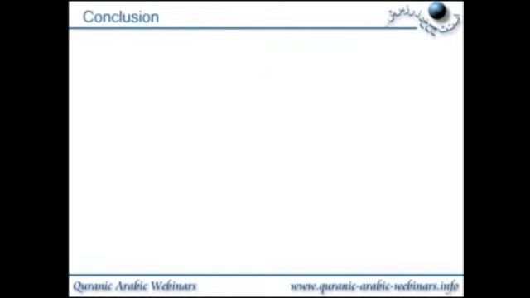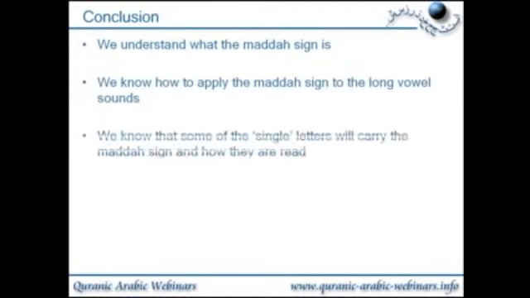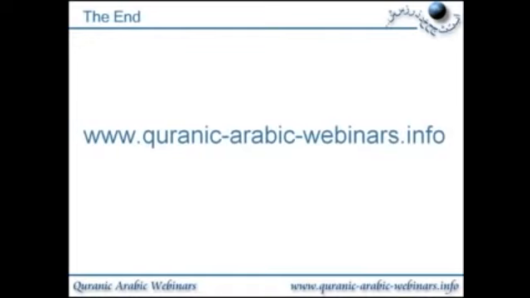So in conclusion, we understand what the madda sign is. We know how to apply the madda sign to the long vowel sounds. We know that some of the single letters will carry the madda sign and how they are read, although we'll expand on that in a lesson specifically on the single letters. We understand how to read the alif maqsura if it carries a madda sign, and we did it in the middle of a sentence and at the end of a sentence. So that is the end of that lesson.